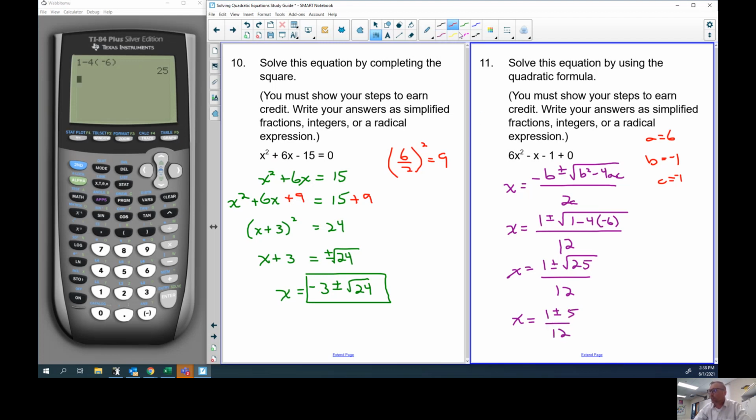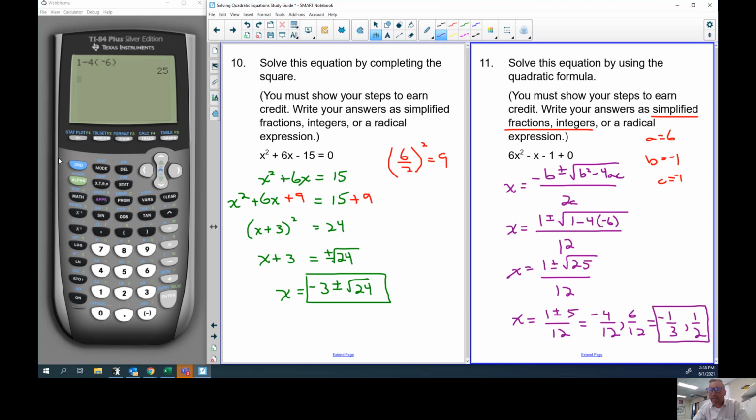So this is one of those situations where our answer is going to be a simplified fraction or possibly an integer, maybe both, okay? So 1 minus 5 is negative 4, so there's one of our answers, negative 4 over 12. Or 1 plus 5 is 6, 6 over 12, so there's our other answer. Those can both be simplified, negative 1/3 and 1/2.